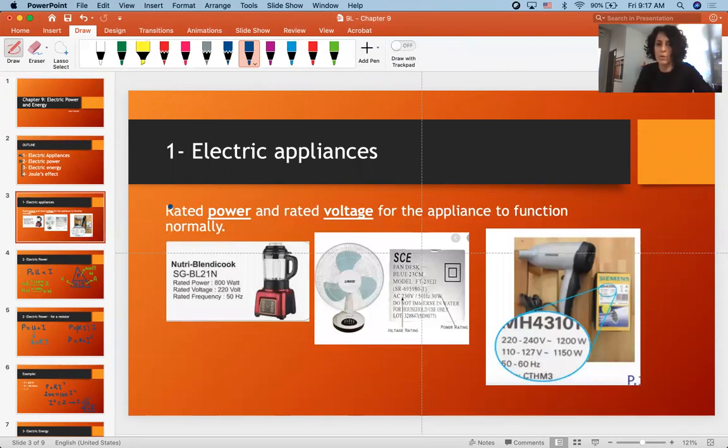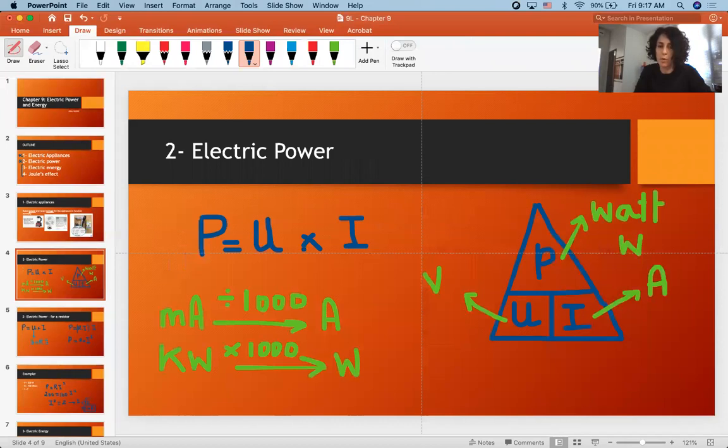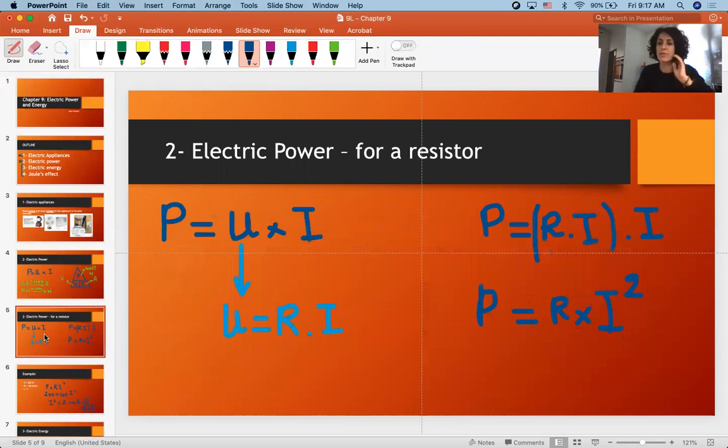So you need to remember what the rated power and the rated voltage are. You need to remember how to find the power, being U times I with the appropriate units. You need to remember that for a resistor, you can simply replace U by RI. So you will have RI times I, which is RI squared. And one day you had a problem where you need to replace I by U over R. So you had U times U over R, and you ended up with U squared over R. Remember this as well.